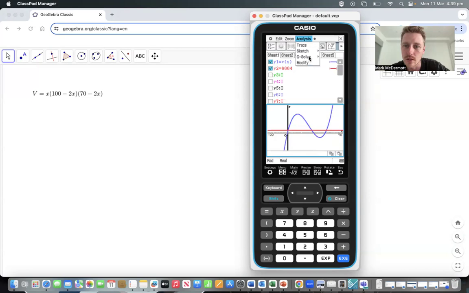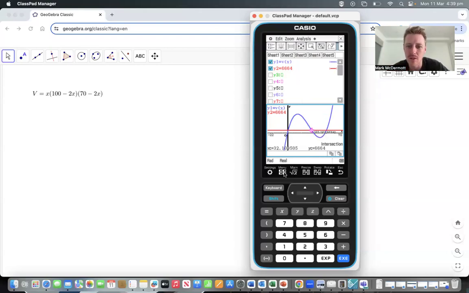So what we can do is analysis, G-Solve, Intersection, and we can see that when the x value is 1, we have a volume of 6,664. And when the volume is, and it's a bit hard to read there, yeah, when the x value is about 32, I think it says. So obviously it's a bit hard to read this.